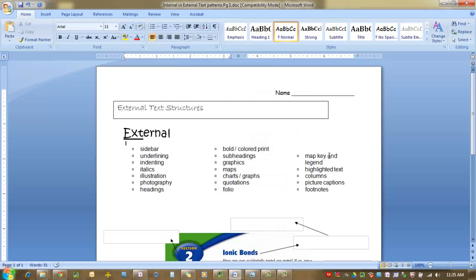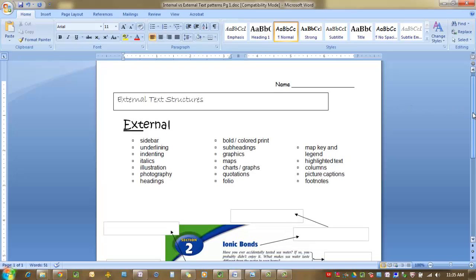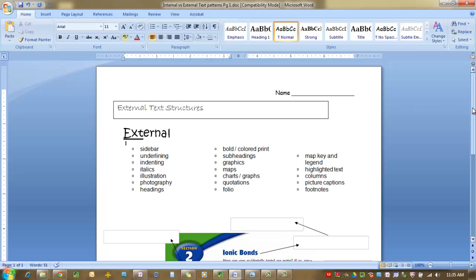You have this worksheet, and I would like you to be completing it as I complete it. You can have 2 screens open and be typing on yours and watching on mine, or you can stop the video and make the windows bigger and smaller. That's up to you, whatever you're comfortable with.